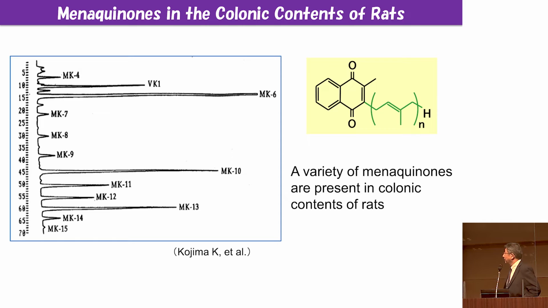The reason is that various intestinal microorganisms produce vitamin K2 of various side chain lengths. Here is a chromatogram of HPLC analysis of the colonic contents of the tested rats. We can detect menaquinone 6, 7, or up to 15. This data was from rat, but human intestine also has similar menaquinones. Some portion of this menaquinone may be absorbed by the host and thereby be responsible for part of the vitamin K source.